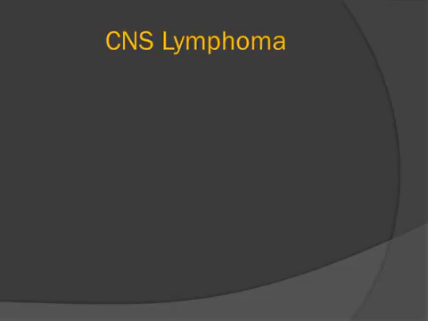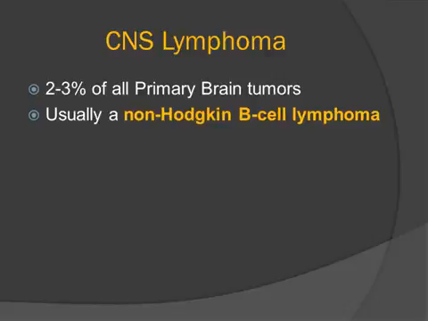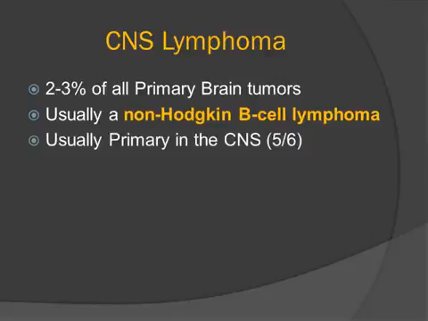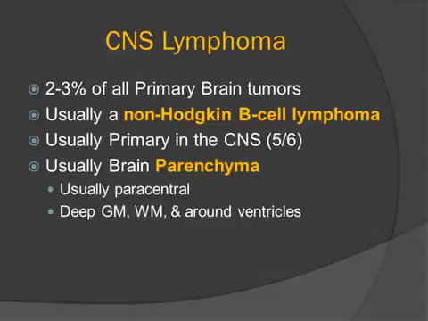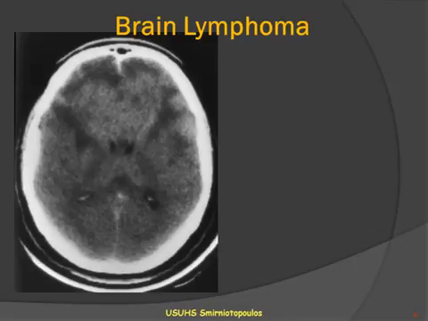Let's talk a little bit more about CNS lymphoma. CNS lymphoma represents 2 to 3% of all primary brain tumors. It is usually a non-Hodgkin's B-cell lymphoma. It is usually primary within the central nervous system without any extra CNS locations. It's usually within the brain parenchyma in a pericentral deep location involving both the gray matter and the white matter, and it may spread around the ventricles. In contrast, secondary CNS lymphoma is usually extraaxial, involving the dura and or the leptomeninges.